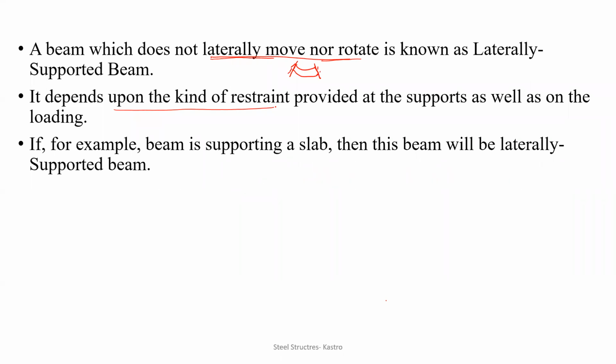For example, consider a beam supporting a slab. We all know that beams support slabs. And this beam will be a laterally supported beam, because you have a certain kind of support. A slab will act as a support to the beam. Consider this as a slab, and you have a beam here. The slab acts as the support member to the beam, and hence it is called a laterally supported beam. So whatever beams are near the slabs are called laterally supported beams, because all these beams are supported by slabs.